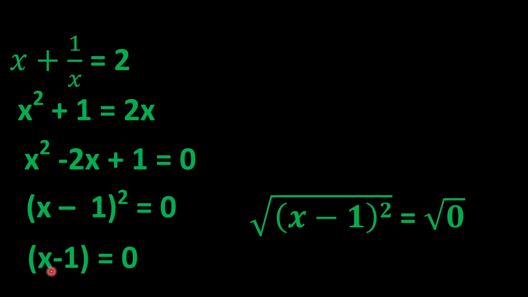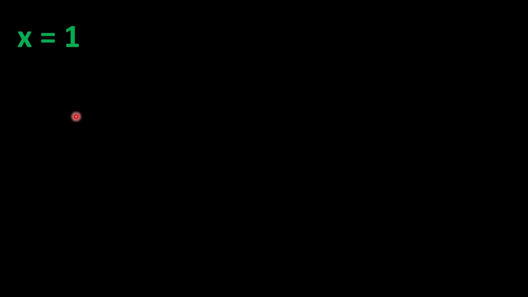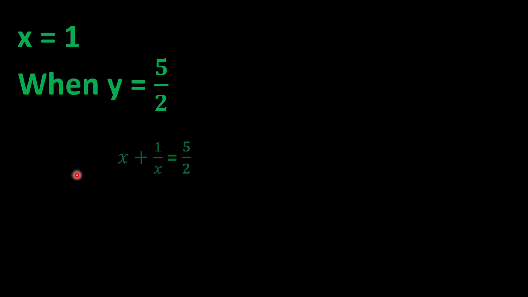So this x will become equal to 1. So x equal to 1, x is equal to 1. So this is the first solution of our question. And now we will put y equal to 5 divided by 2, which was the other value of our solution. So now we have supposed that x plus 1 over x equal to 5 divided by 2. So after putting this y equal to 5 divided by 2, now we will solve this equation.